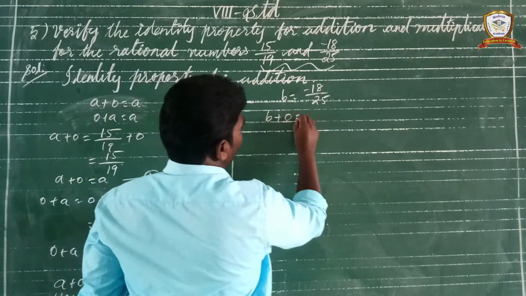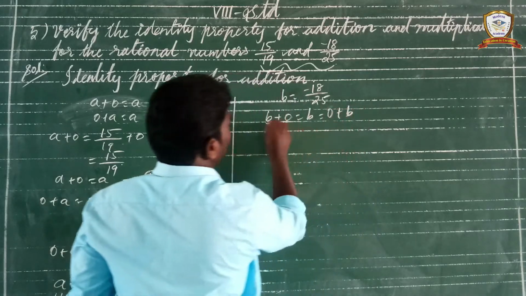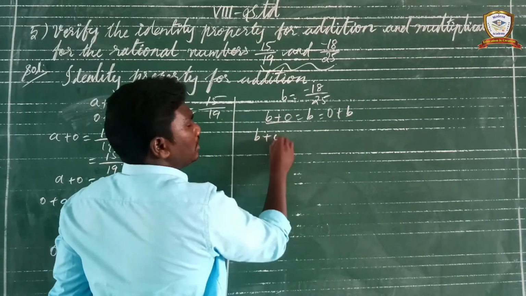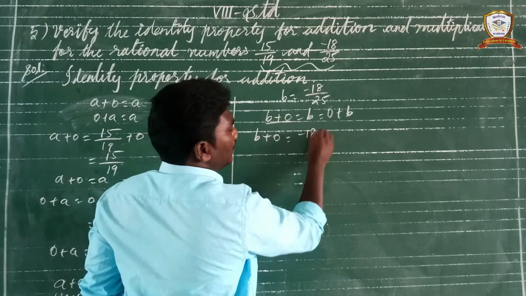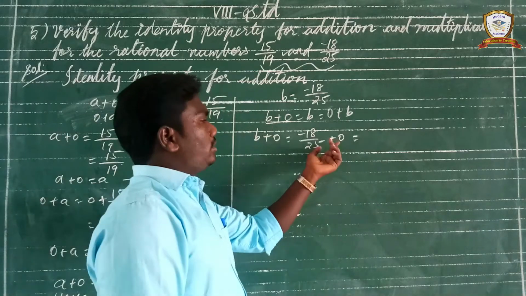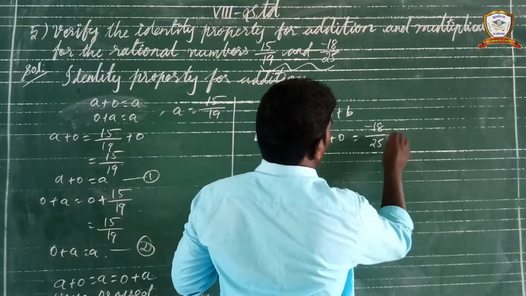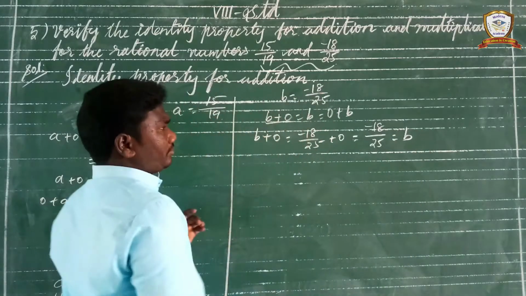B plus 0 is equal to b is equal to 0 plus b. So first you take b plus 0. B plus 0 is equal to b, which is minus 18 divided by 25 plus 0. Any number added to 0 is that same number only. So minus 18 divided by 25. This is b. Are you clear?